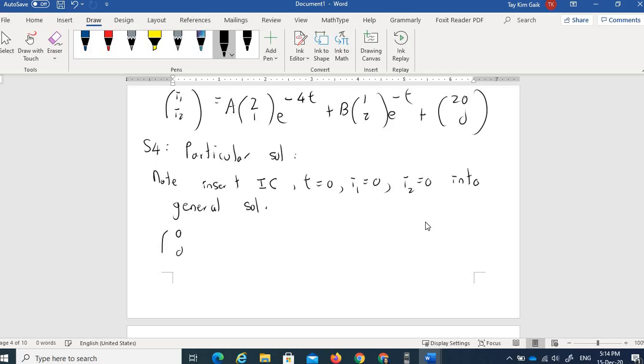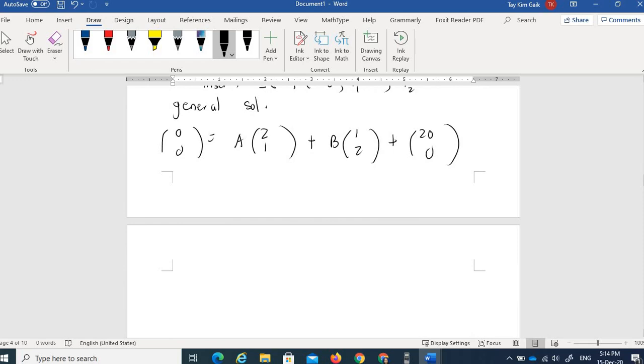So 0, 0. When t is 0, exponent 0 is 1, so you have A times (2, 1), B times (1, 2), plus (20, 0). Now again, make it become two simultaneous linear equations. Our left side here is the 0 vector, and this is the constant vector (20, 0). So make it into the linear equation form.